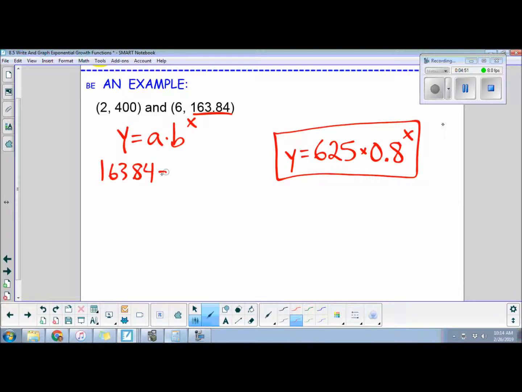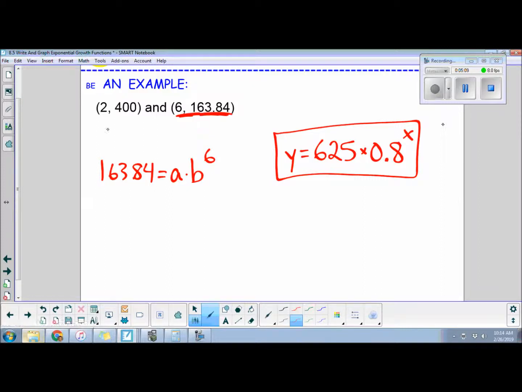163.84. Do I know the a, or starting amount? Nope. Do I know the b, the pattern? Nope. Do I have an x value? Yes, I do. The one that corresponds to this is 6. Now, unfortunately, I cannot solve for two variables unless I have two equations.